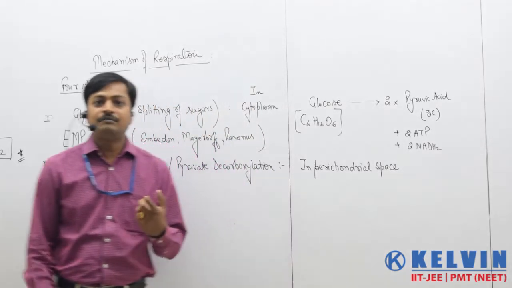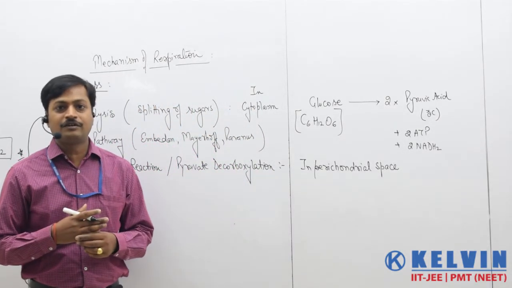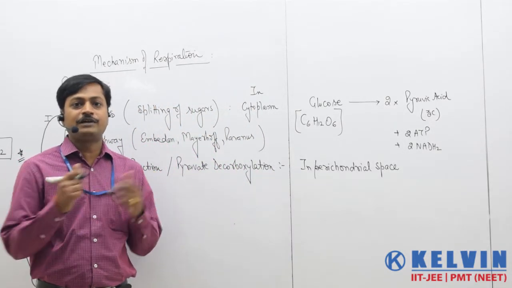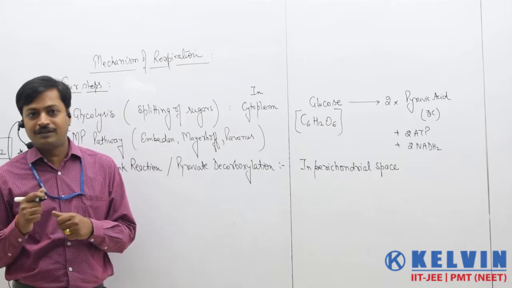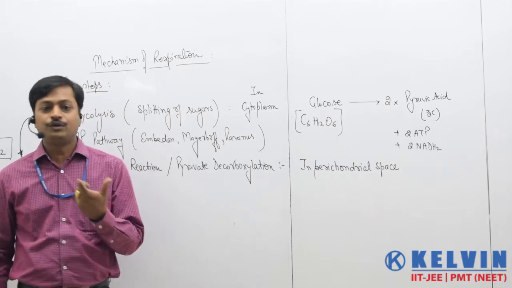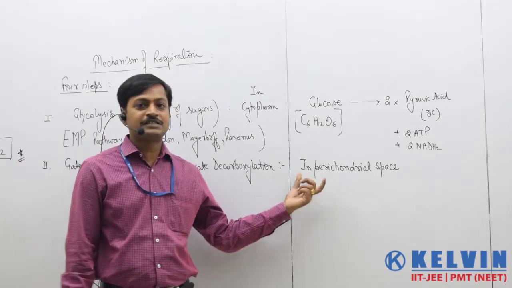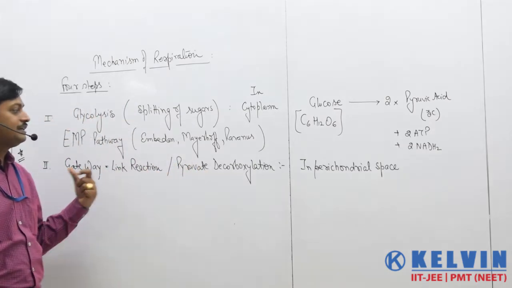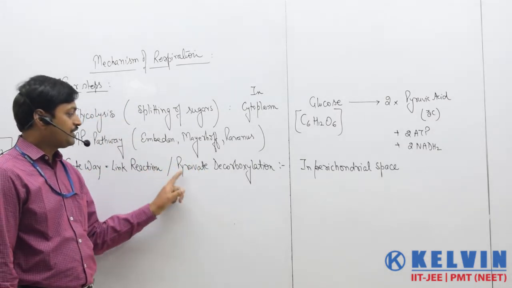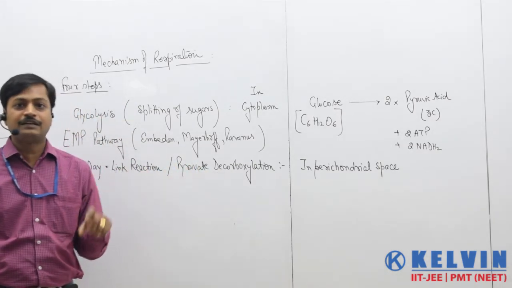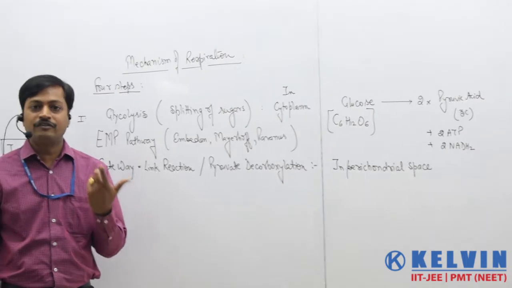The two membranes, because mitochondria is a double membranous cell organelle. So there is a space between the outer mitochondrial membrane and the inner mitochondrial membrane. In this space between the two membranes, the intermembrane space, possibly this reaction happens in which pyruvic acid is decarboxylated. Decarboxylation simply means removal of carbon dioxide.